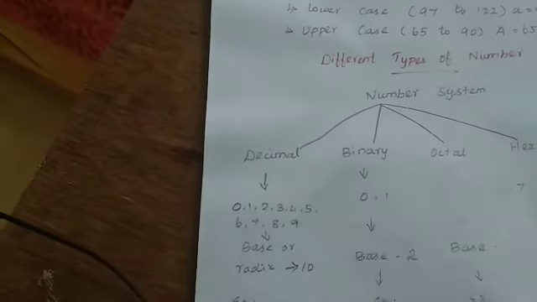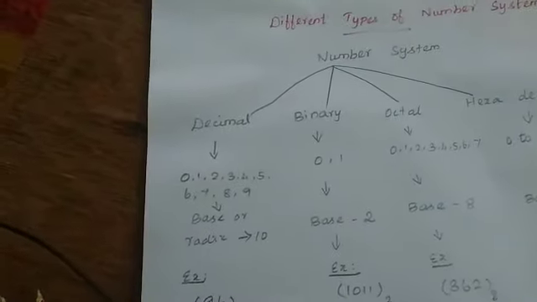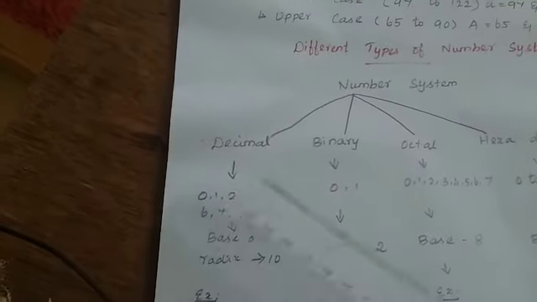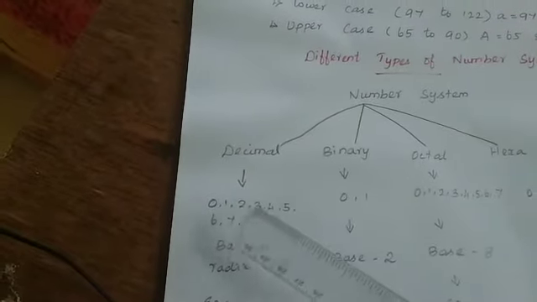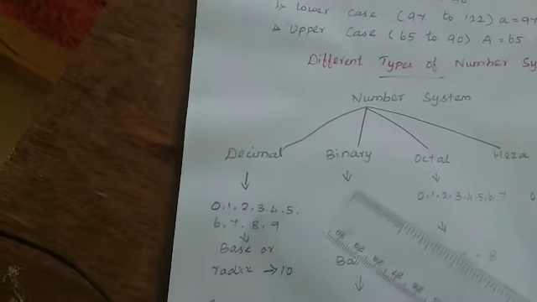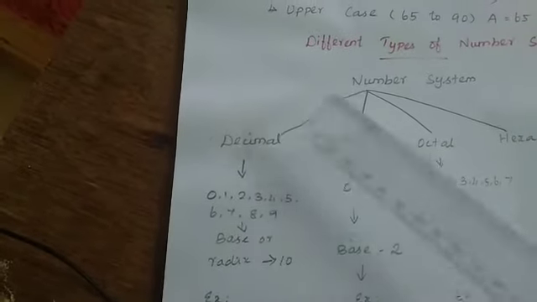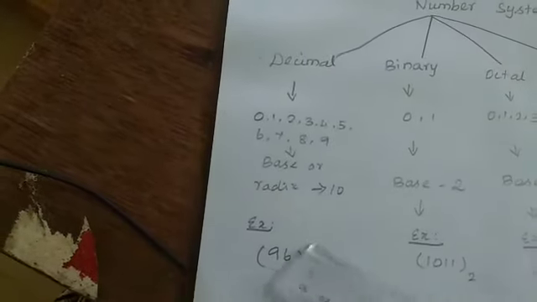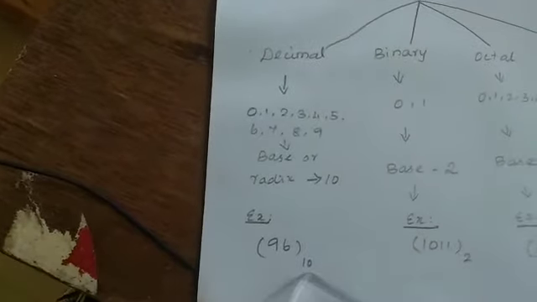So the base or radix of this number system is 10. The total number of digits in a number system is called the base or radix. So the base of the decimal number system is 10. For example, 96 with base 10. The base we have to write as a subscript at the lower side.